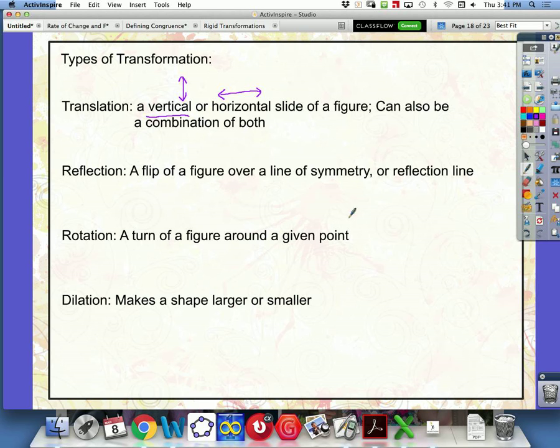So make sure you pay attention when you're doing the assignment. If it asks for a shape that's just been translated vertically, that means it can only move up or down. It can't be off to the side.